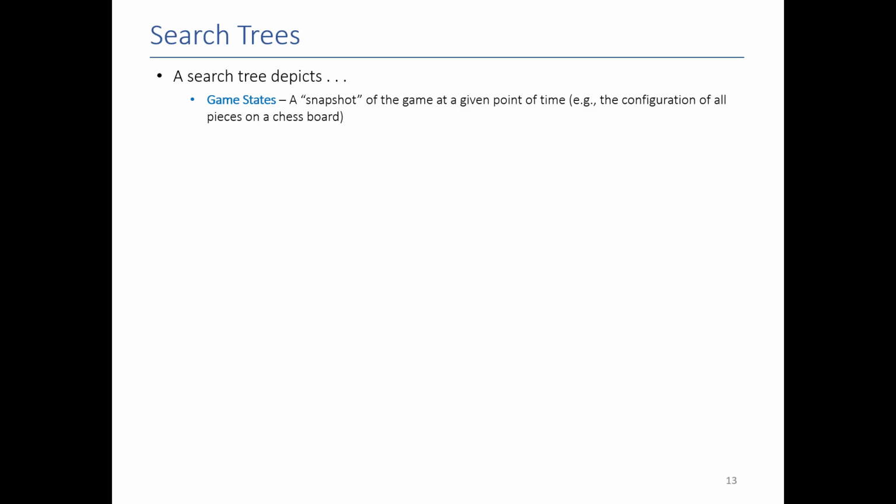So in a game of tic-tac-toe, a game state might be the layout of X's and O's on the board. It also depicts the possible actions that can be made from a state. So again, in tic-tac-toe, it might describe that you can place an X in this square, but not in this other one because it's already occupied.